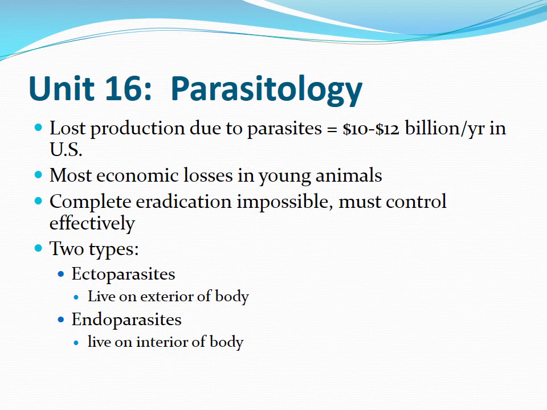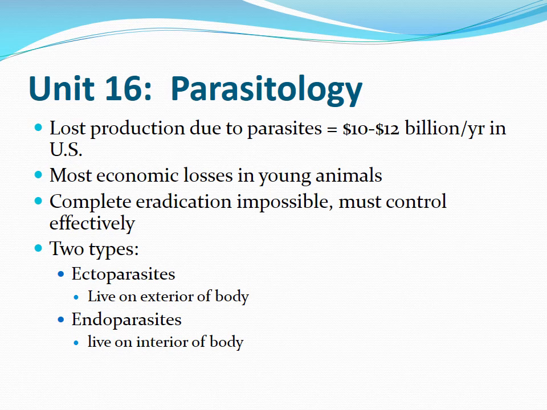We think in terms of lost production due to parasites in the U.S. is $10 to $12 billion. And if that number shocks you, that's because most of us generally vastly underestimate the parasite risks that our animals have out there. Most of our economic losses are in the young stock that you have out there on the farm. So can we eradicate it completely? Right now we think absolutely not. So it has to be controlled somehow pretty effectively.